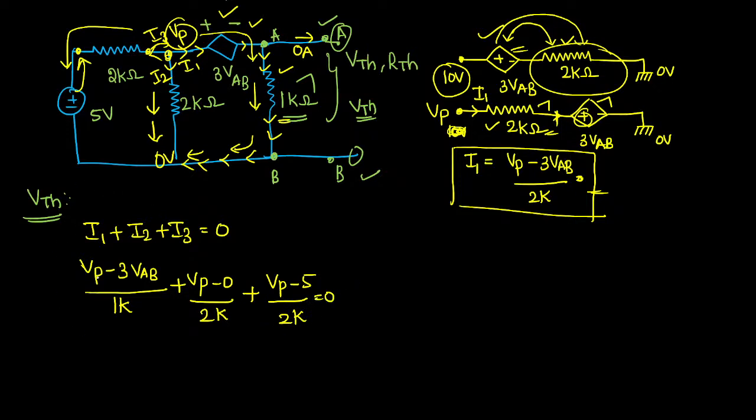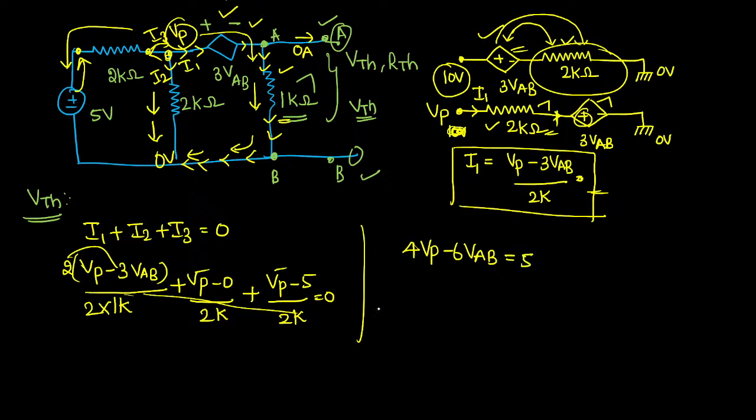Now, how will you reduce this expression? I am multiplying the numerator and the denominator by 2, such that all the denominator values become 2 kilo ohm. We can directly add the numerators. If you add 2 times of VP, again VP, again VP, I will get 4 times of VP, minus 2 into 3, which is 6 times of VAB, and this minus 5 I can pass to the right side, so it becomes plus 5. So we got the relation between VP and 6 times of VAB.